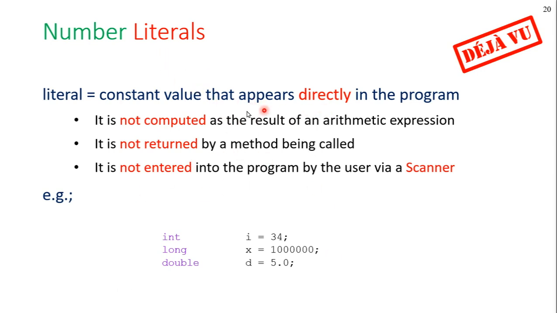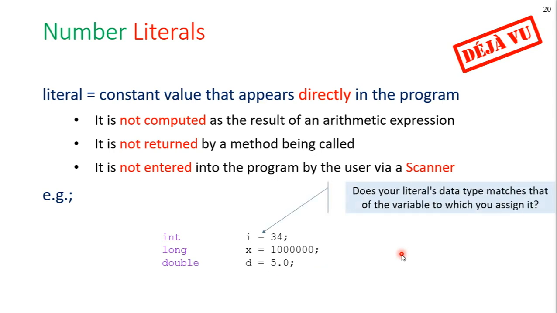So you could say that a literal is a value that is not computed as a result of an expression. It's not returned by a method that you called, and it's not entered into the program by the user via a scanner, which, when you use a scanner like s.nextInt, is pretty much calling a method, okay? But I'm trying to look at all the different possibilities. So these would be examples. I initialize those variables with values that I typed directly inside my code.